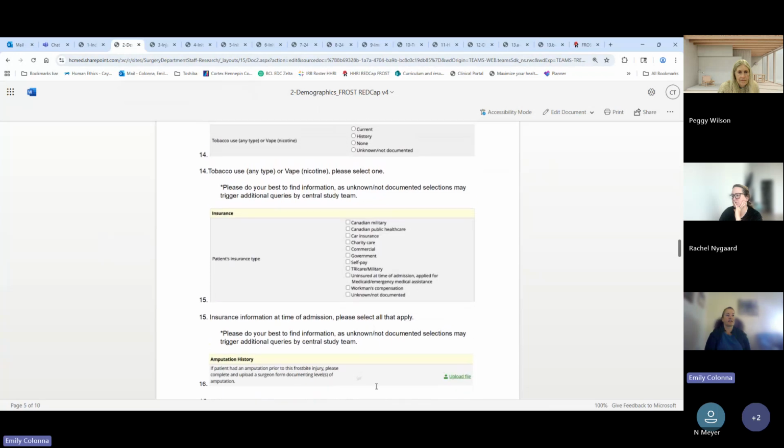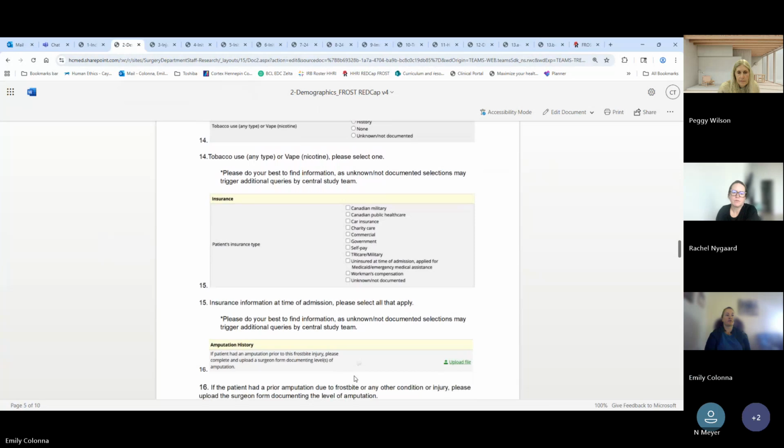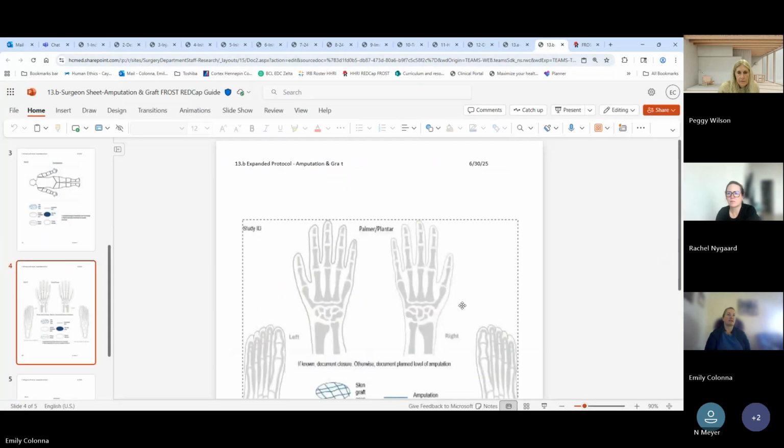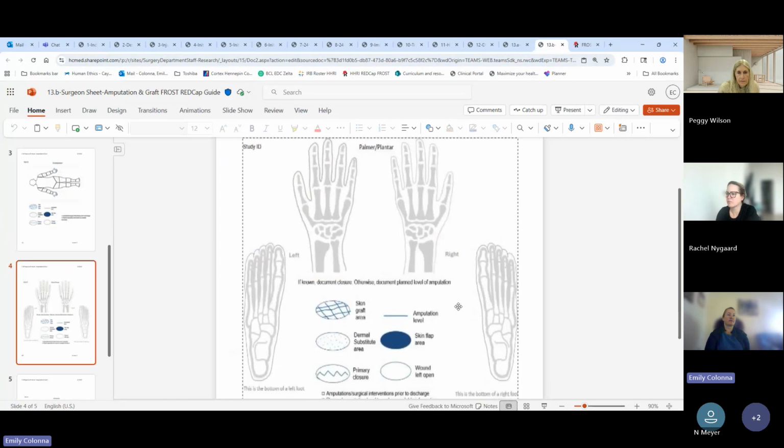Amputation history. I've only seen this one come up a couple times this past winter. So if you have a patient that had a previous frostbite amputation or, say, a diabetes complication amputation, we need to see that here so that we know how whole their hands and feet were when they came in before their injury. So you can fill out a surgeon sheet here indicating what has already been amputated before they started this admission for frostbite.